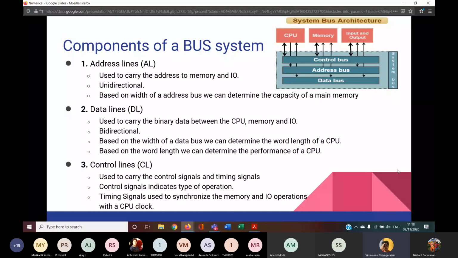Control lines are used to carry the control signals and the timing signals. This tells about the type of operation, and the timing is used to synchronize the memory and I/O operations with the CPU clock. Go to the next slide.